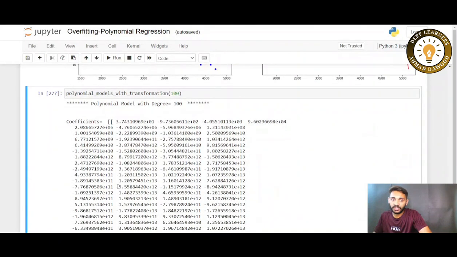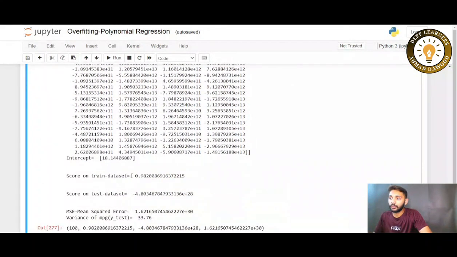Now if you see the model which has polynomial degree 100, it will of course have 100 coefficients, because it has 100 columns during its training. Originally it has just one column, the weight column, and after polynomial features with degree 100, it will get 100 features here, plus just one intercept.